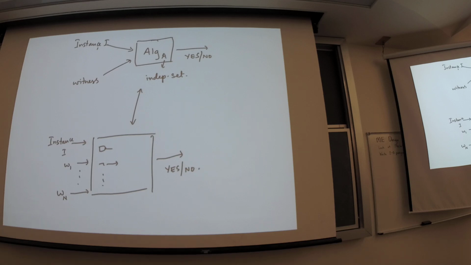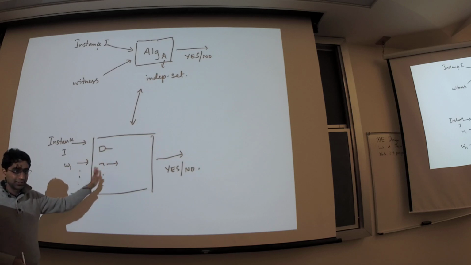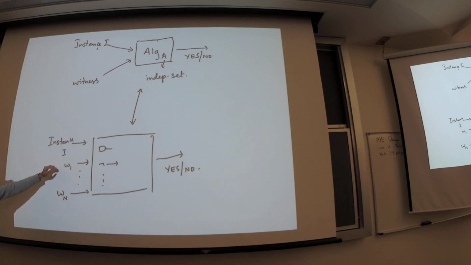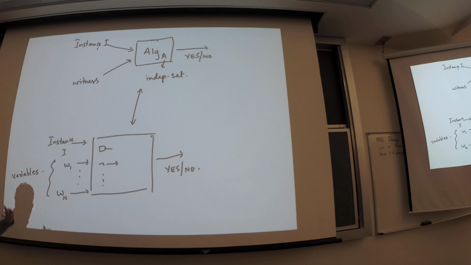Now I'd like to claim that this is basically the reduction. Essentially you have come up with an instance of Boolean satisfiability, because now this is a circuit, and the variables are now the witness bits, W1 to Wn, because I is some fixed set of values. What you're essentially asking is whether there are some Wi such that this circuit produces yes. If so, this is a yes instance. Otherwise, it's a no instance.